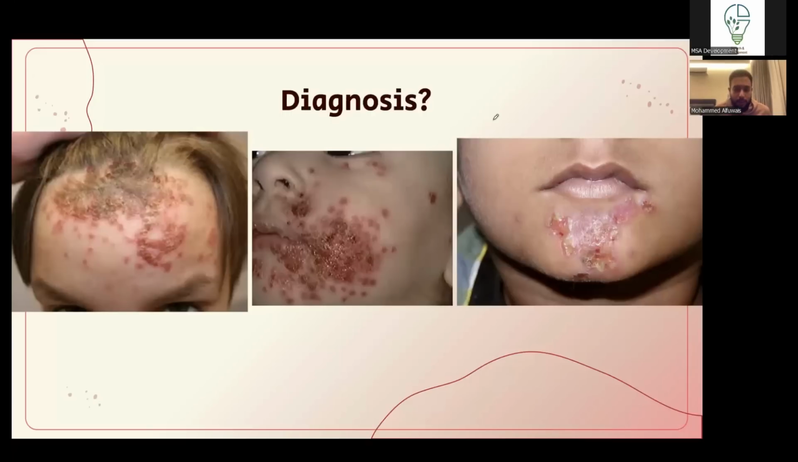How does impetigo present? Very characteristic honey-crusted lesions in a child. Usually it's a child, and it affects around the mouth. Okay? This is impetigo. Again, what's the most common organism associated with it?